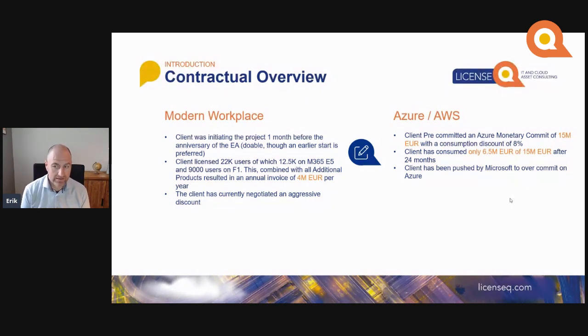We don't see that a lot nowadays. We tend to see Microsoft step away from the monetary commit model and move more towards the consumption-based offering they have now.